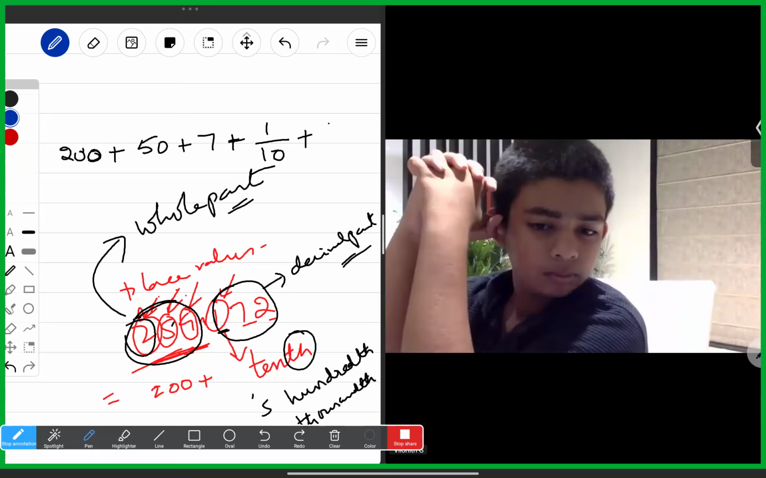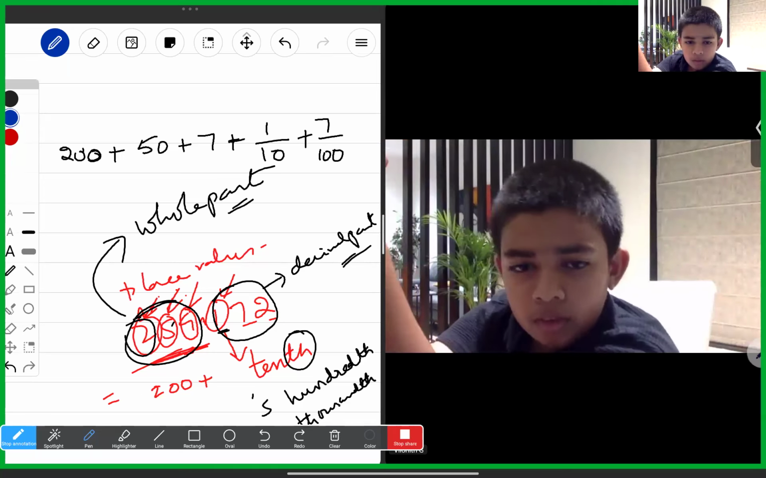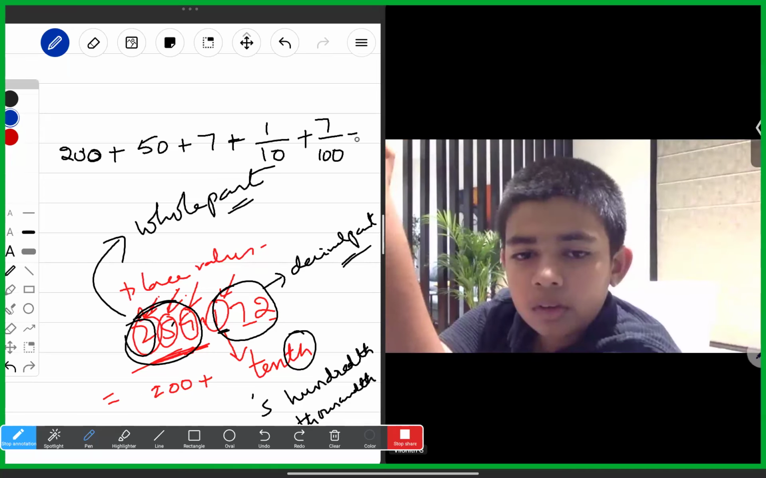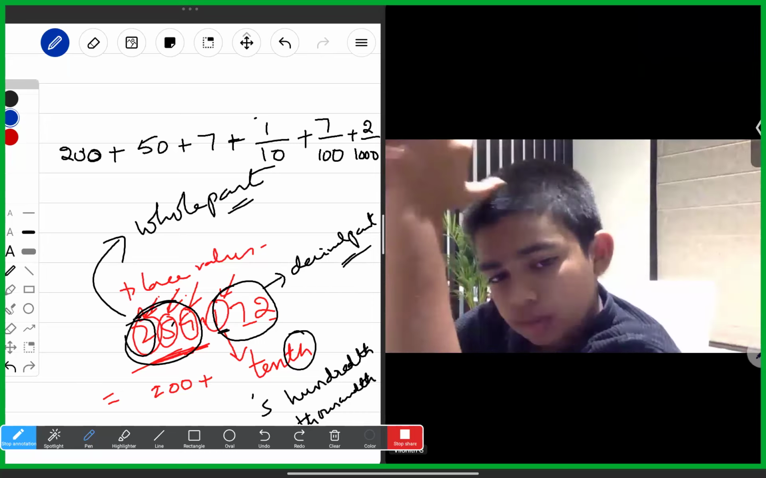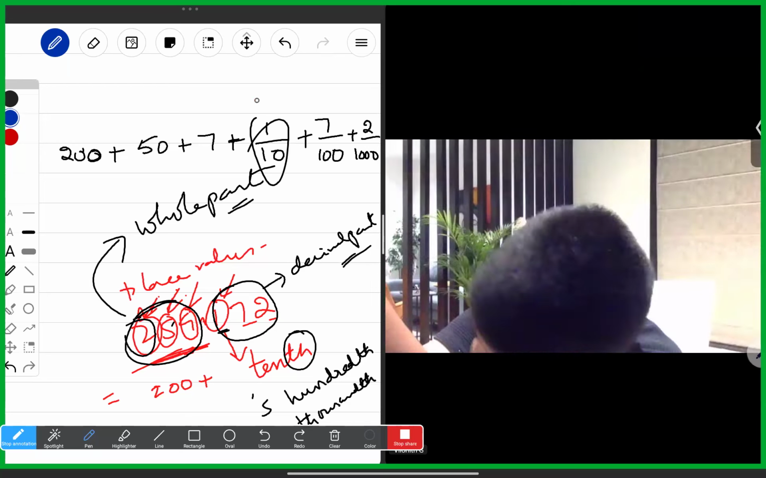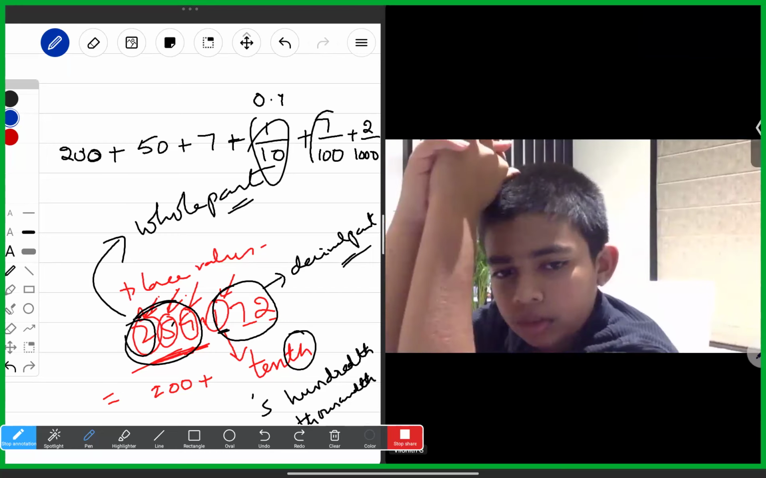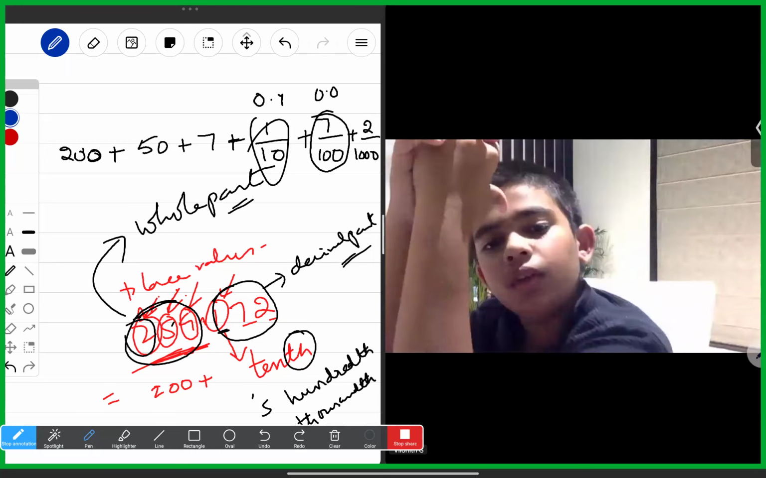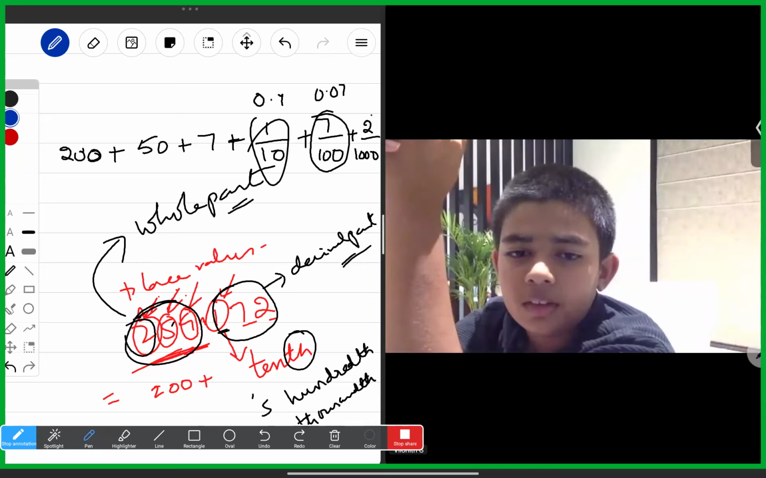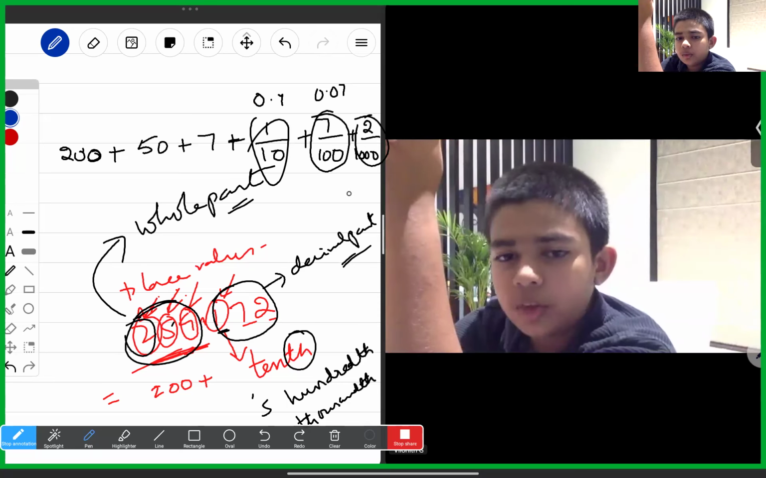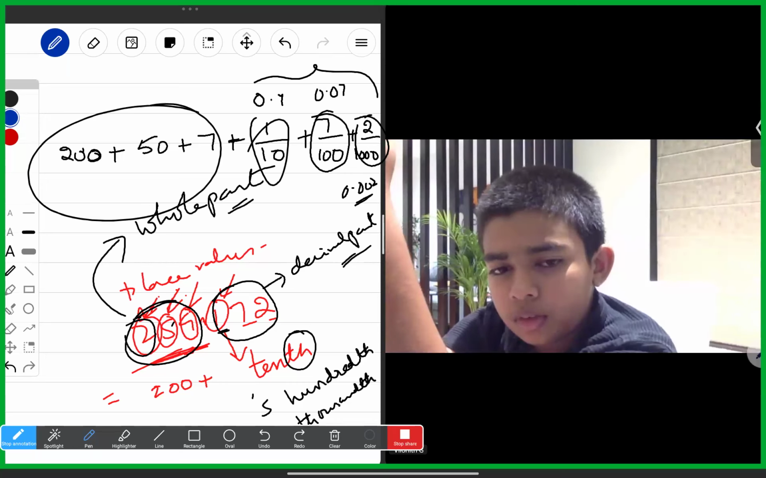1/10 plus 7 by 100, plus 2 by 1000. So 1 by 10, actually the decimal is how much? Like you said before, 0.1. 7 by 100 is 0.07, and 2 by 1000 is 0.002. Yes. So these decimals, if we add them along with the whole part, we'll get that number again.